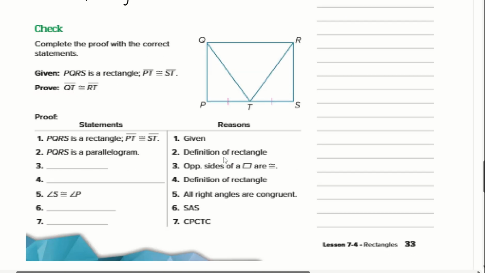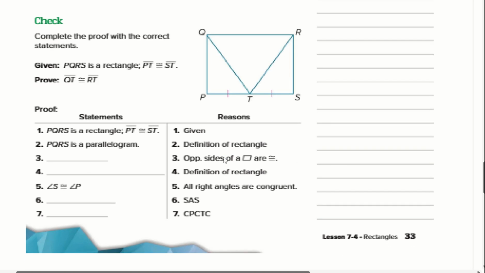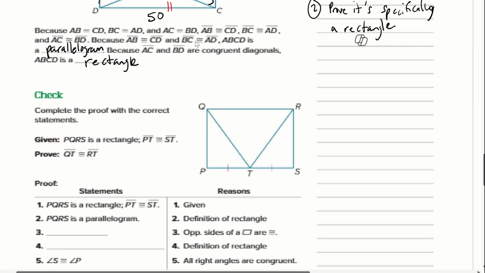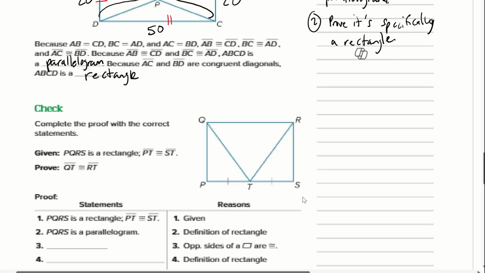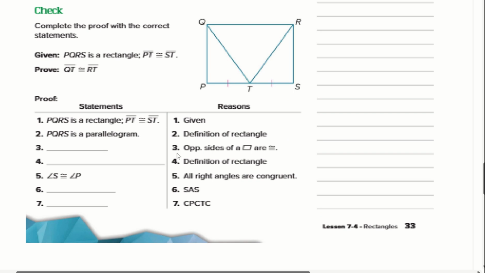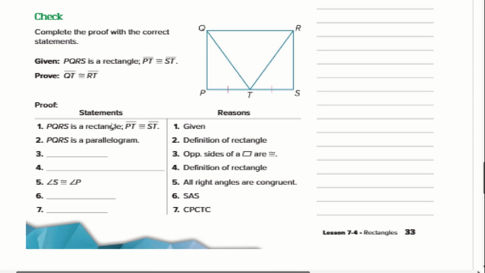All right, so let's complete the proof. This proof uses the properties of rectangles. So let's go ahead and take a look at it. I'm going to go over this because it's a little bit different than the example they provide here, because this one is an actual two-column proof. It says PQRS is a rectangle and PT is congruent to ST. They marked that there, and they said that this is a rectangle.